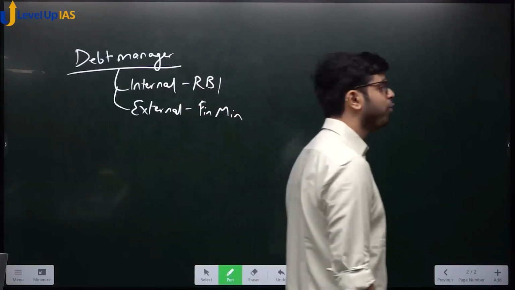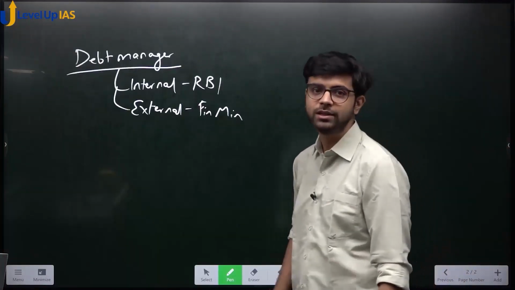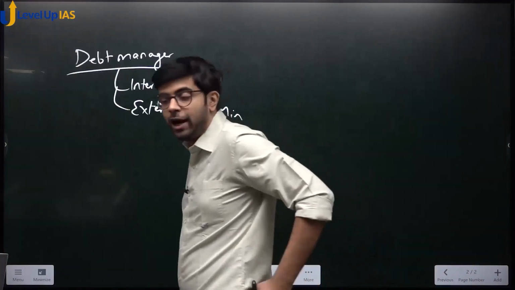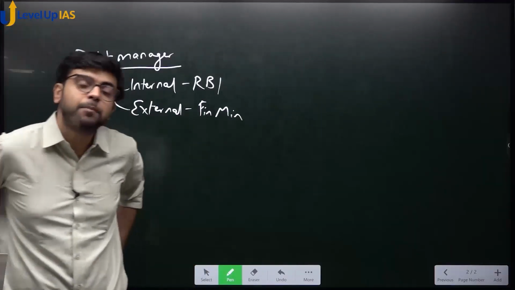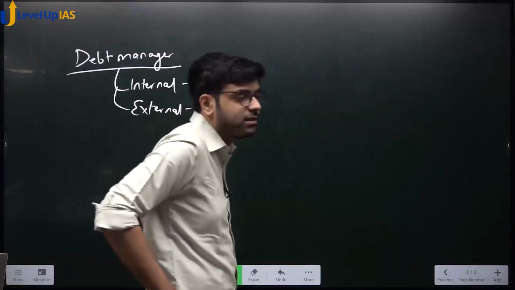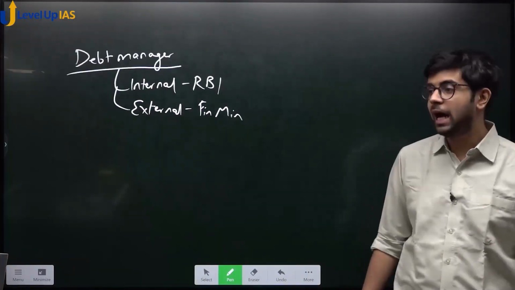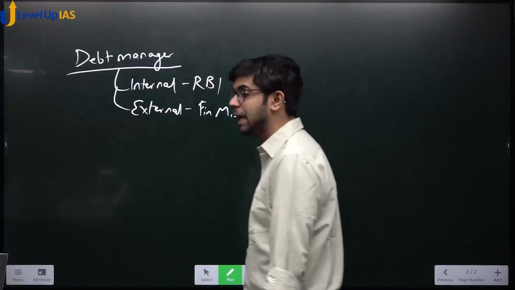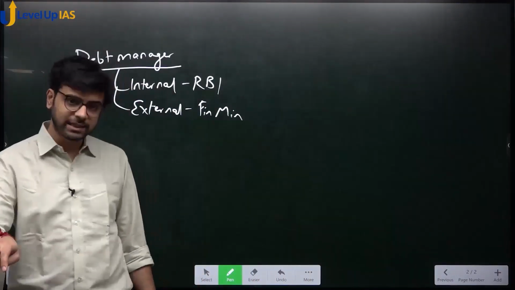So what would government do? Government would tell its kids to buy more securities or less securities. Government would try to persuade its children to buy more and more securities because it is the source of funding for the government. Yes or no? RBI, as an agent of government, will persuade banks to keep more as SLR.